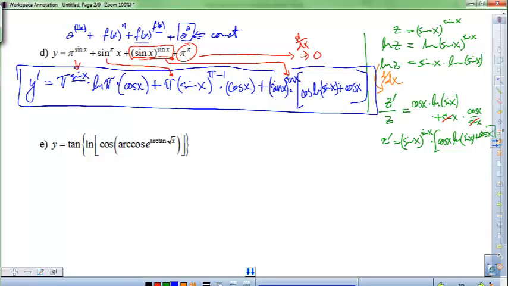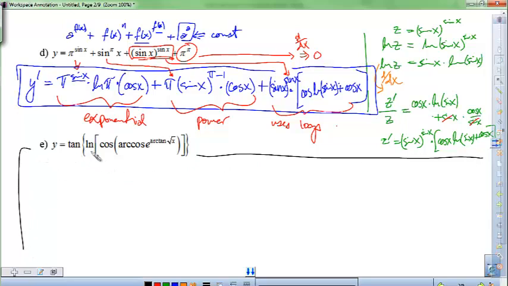So remember that this is exponential. This is the power rule. And this uses logs. And then that last one over here is a constant, so that just becomes 0. Okay, on to our last one.